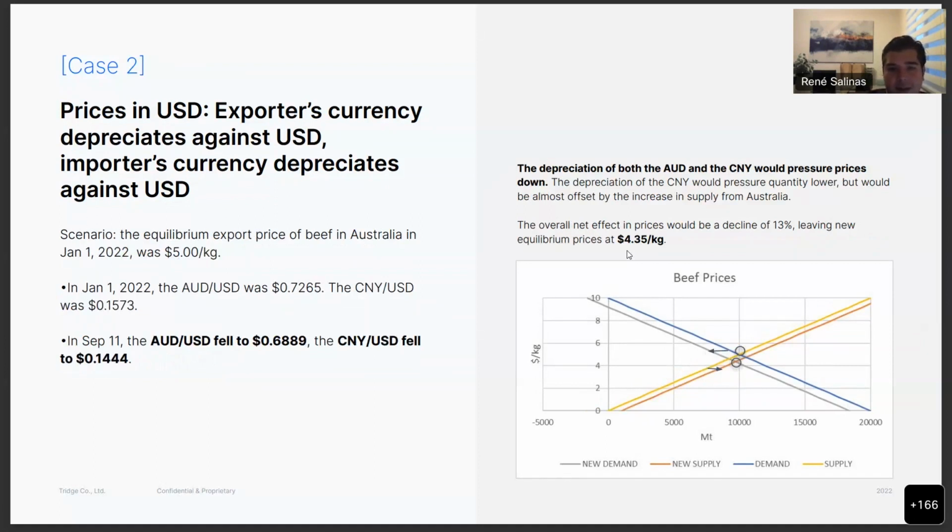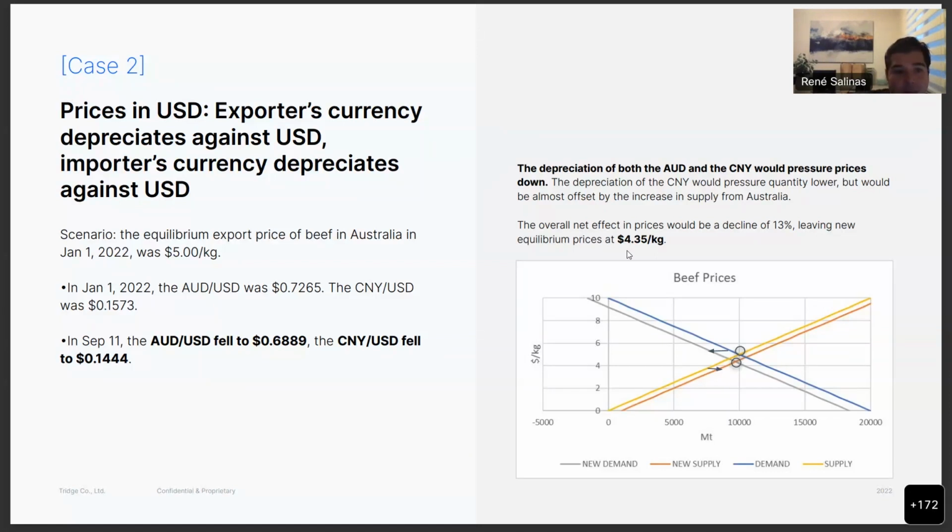So in this second case, we're still talking about prices in US dollars, but now the exporter's currency depreciates against the US dollar, and the importer's currency depreciates against the US dollar as well, which is a typical case with what's happening now. So let's say the equilibrium export price of beef in Australia was in January $5 per kilo. These were the exchange rates in January, but in September you can see both currencies, the Australian dollar and the Chinese currency, fell. So both currencies depreciated.